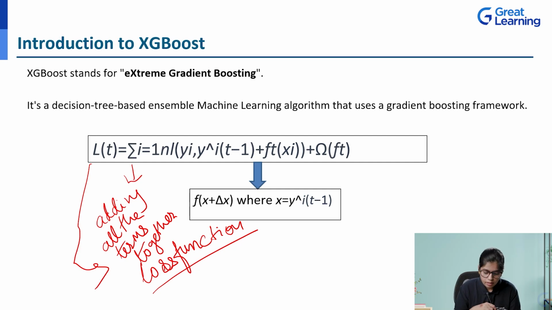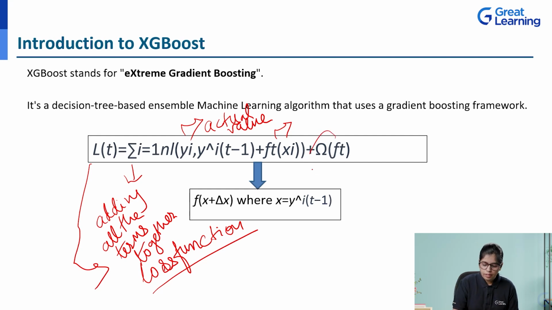Next term over here is yi. Yi is the actual value, the actual value based on which we're going to predict. Now the next term you can see is ft(xi). What does it mean? It represents the model's prediction for the ith data point in the current iteration. So think of it as the improvement or correction of the model, which is trying to make the prediction based on the previous iteration.